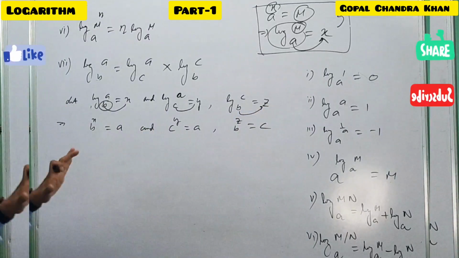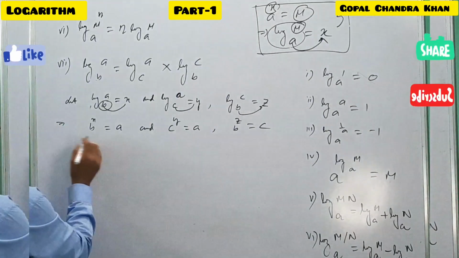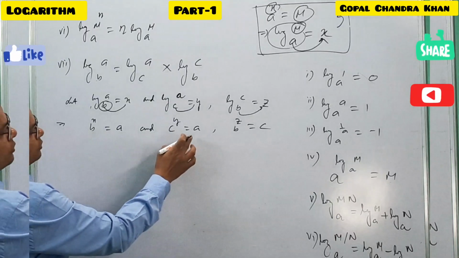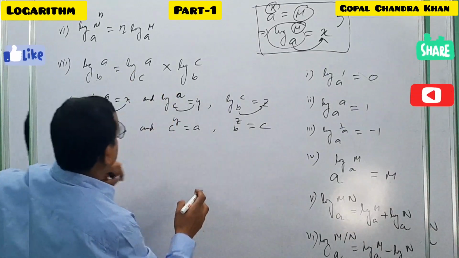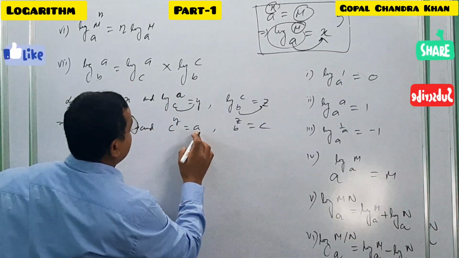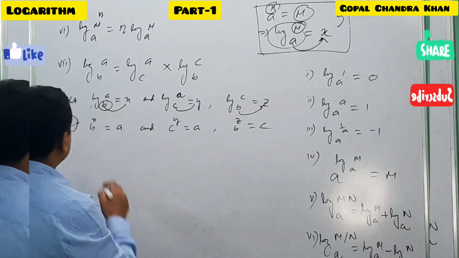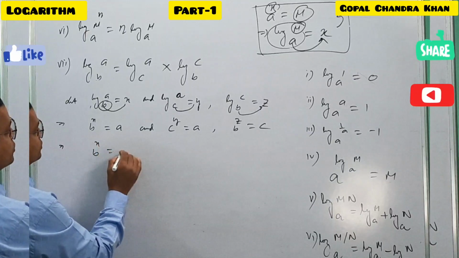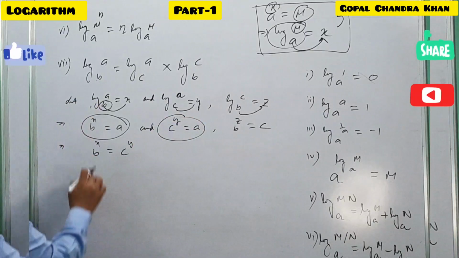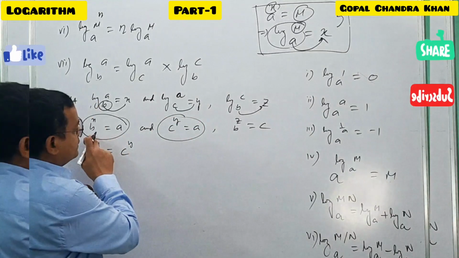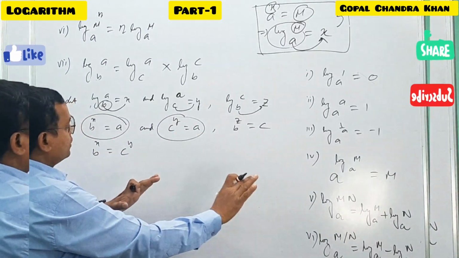Now, if I replace them, how will it come? Look here, you are getting b to the power x equals a, c to the power y equals a. Now you are getting b to the power x equals c to the power y, yes or no? From this and this, can I write, because a equals b to the power x, a equals c to the power y, so leave a.